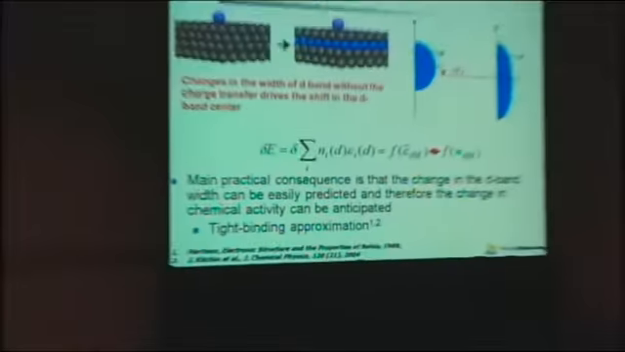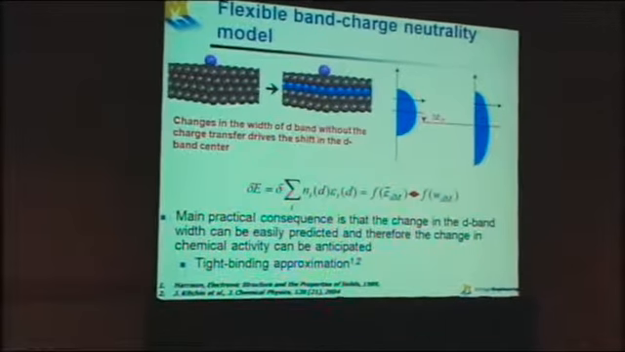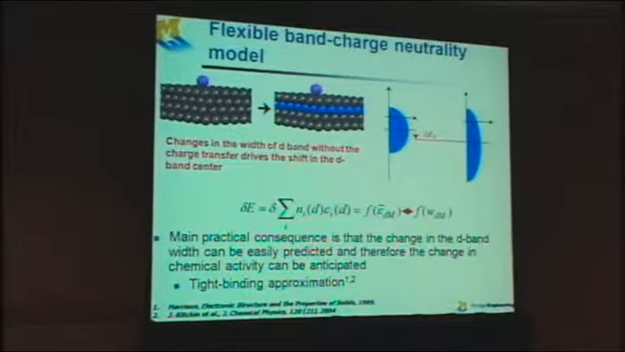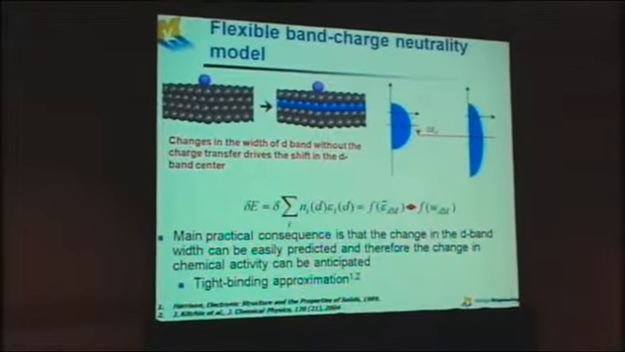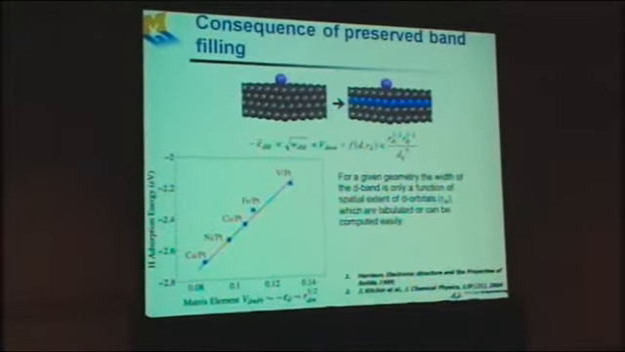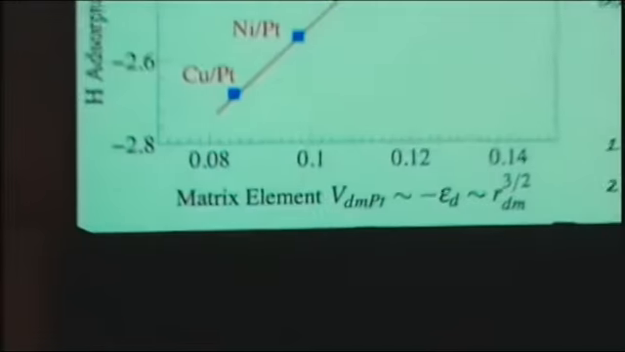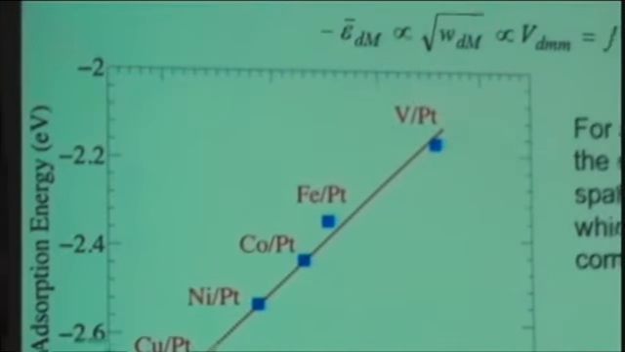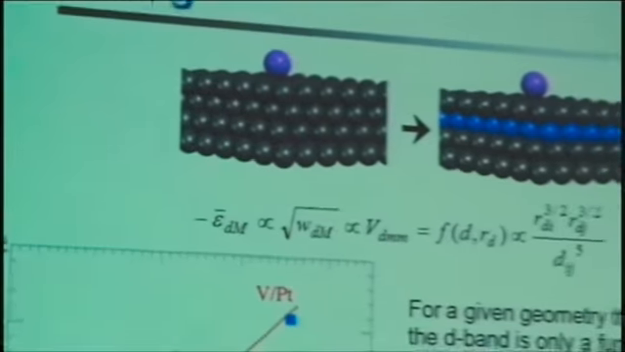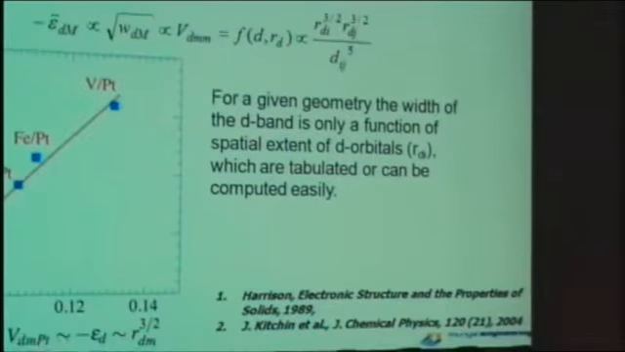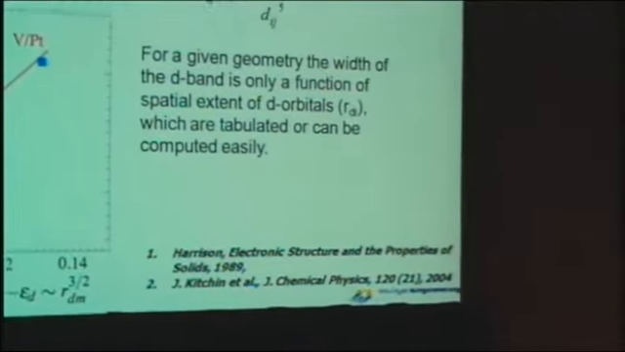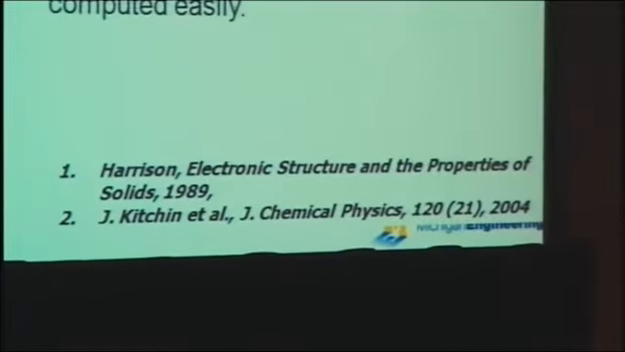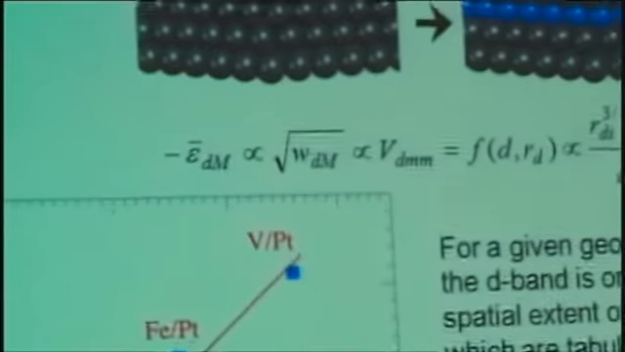The practical consequence of this is that the change in the D band width can be easily predicted based on just simple tabulated values or even tight binding approximations and so on. And we have done this here. So basically the width of the D band, if you have this constraint of no charge transfer that I talked about, is basically a function of the extent of D orbitals for a given geometry. So if I have elongated in space D orbitals, these D orbitals are going to interact, for example, with platinum orbitals, and they're going to make a broader D band, and then the position of the center of the D band associated with platinum is going to be lower in energy.